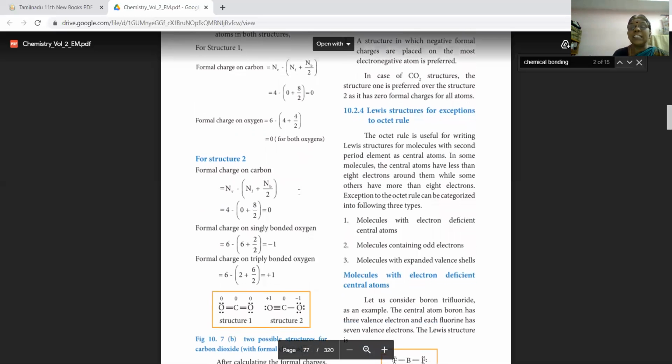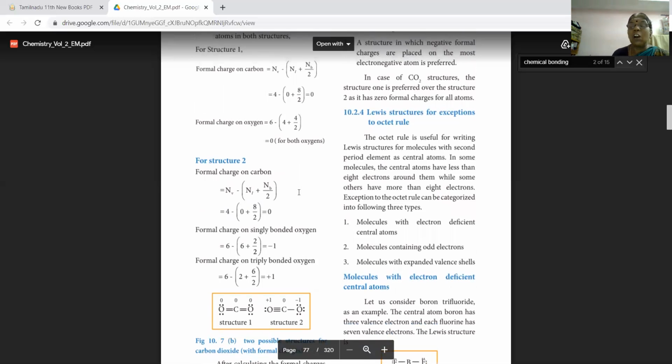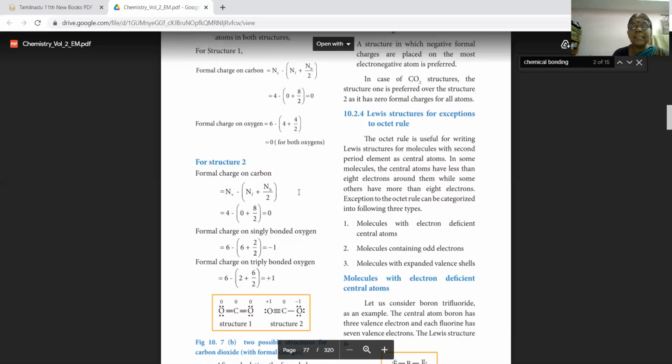Next is the Lewis structure for the exceptions to the octet rule. Some of the molecules do not follow the octet rule, and how the Lewis structure is framed for them is what we will see. The octet rule is used for writing Lewis structures for molecules with second period elements as central atoms. In such molecules, the central atom has less than 8 electrons around it, while in some others it has more than 8 electrons. Exceptions to the octet rule can be categorized into the following 3 types.